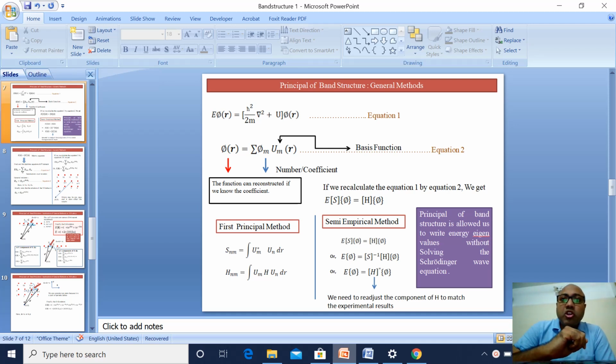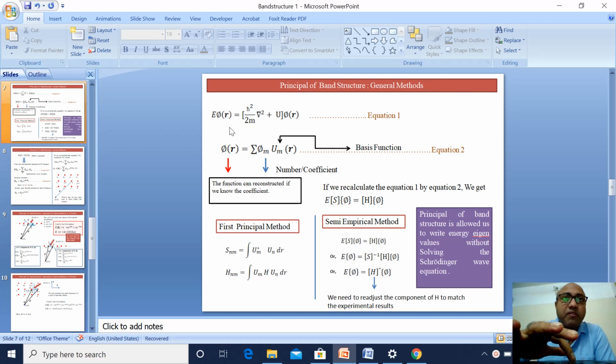Good evening, students. So today this is the second lecture on principles of band structure. Last time we started on how to form matrix equations, or how to solve a matrix expression from the Schrodinger equation. In brief, this is our matrix expression.